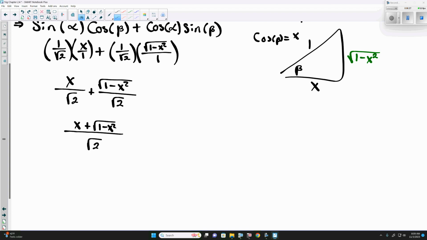Now since the denominators are already the same, they're both square root of 2, we can just add the numerators. But since x and the square root of 1 minus x squared are not like terms, it just becomes x plus the square root of 1 minus x squared.